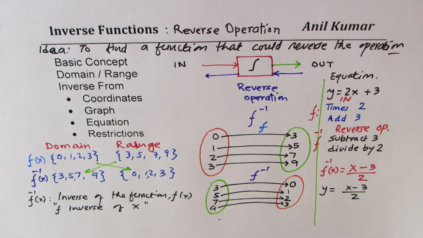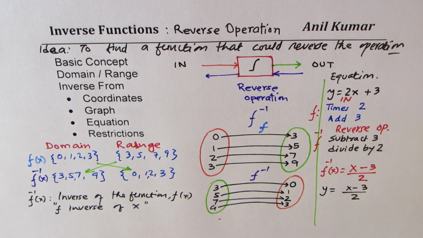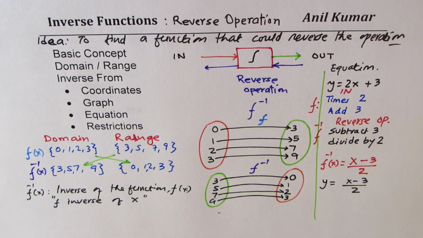We have also seen that the domain of a function becomes the range, and the range of the function becomes the domain of the inverse function. Now we'll take up some examples and understand this concept in more detail.